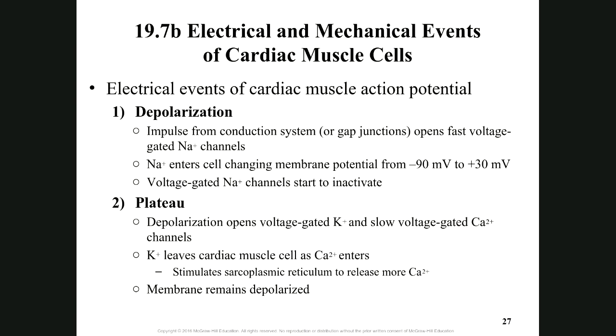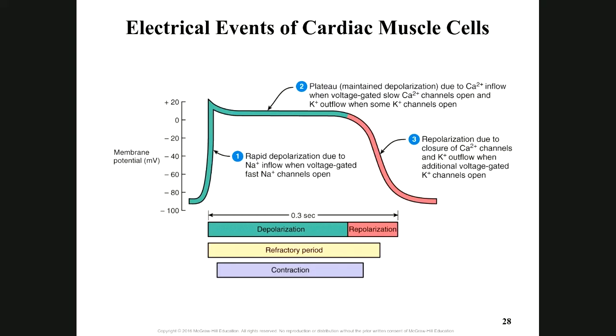I want to talk about the events which happen during action potential in our cardiac muscle cell. I want to talk about it on this slide. Look at this picture. The electrical events of cardiac muscle action potential are this. And you see that the graph is completely different from the graph of action potential which we have for nodal cell and for our neuron.